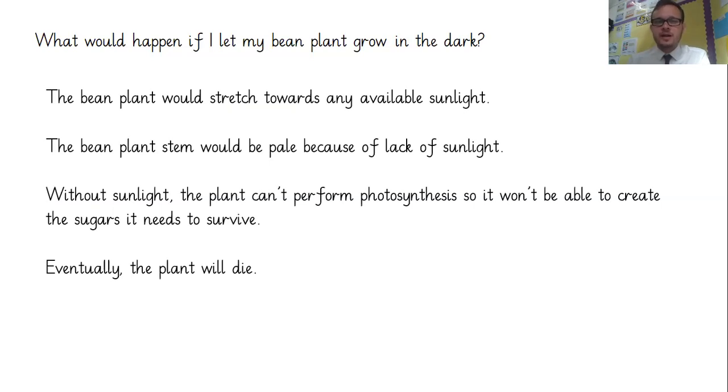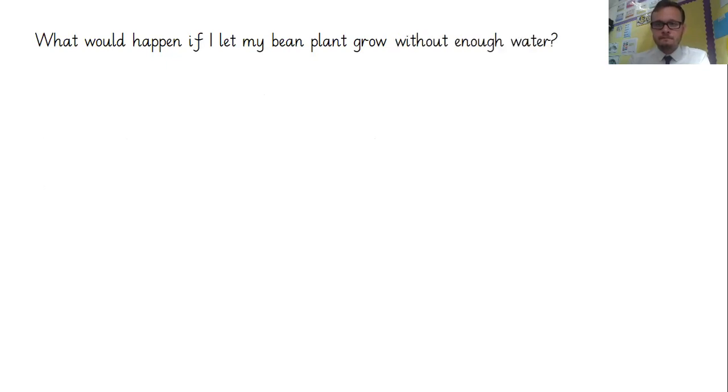The bean plant stem would be pale because of lack of sunlight. Without sunlight, the plant can't perform photosynthesis, so it wouldn't be able to create the sugars that it needs to survive, and eventually the plant will die. What would happen if I let my bean plant grow without enough water?